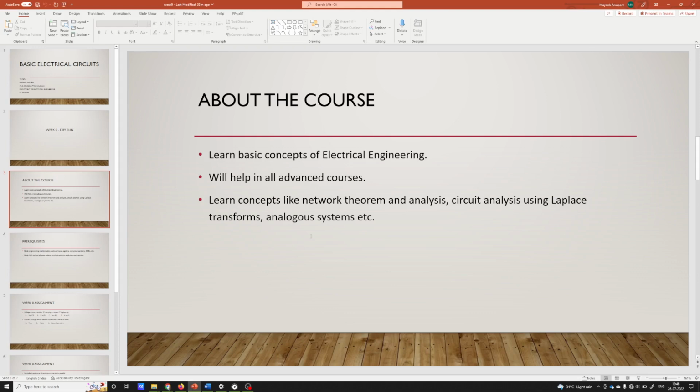Like, I hope that many of you have prepared for JEE. At the time of JEE, you must have seen your institute coaching teachers teaching you tricks to solve spring mass systems and all. So basically, spring mass systems are converted to an analogous electric circuit, and then it is solved easily. So those kind of concepts will be taught here when you will be taught analogous systems.